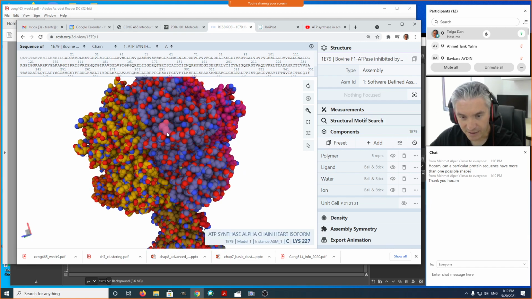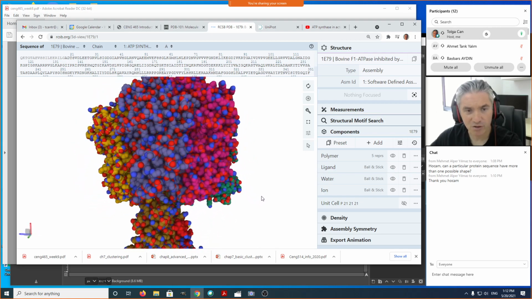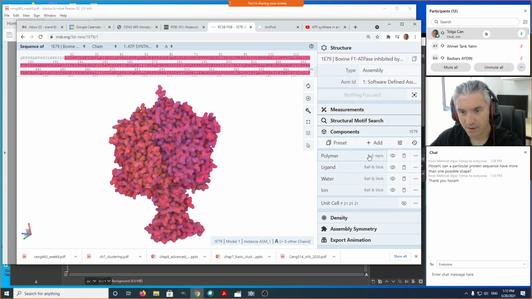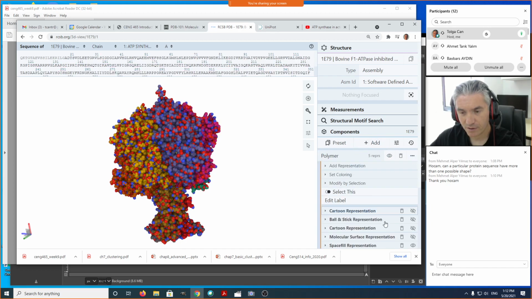So this is lysine in C chain. So there are leucine. So this leucine, and maybe not all the atoms are shown. The hydrogen atoms, which are really small, sometimes are not shown. So then I say add representation.